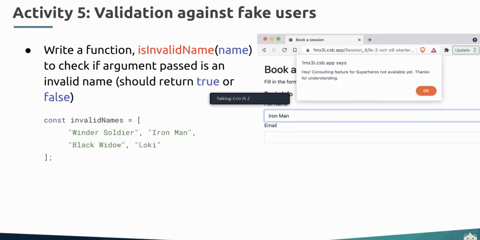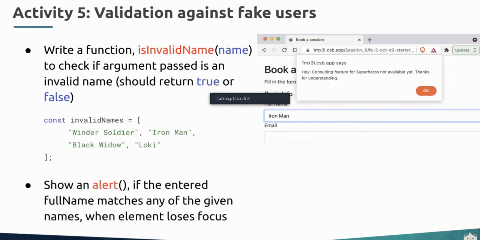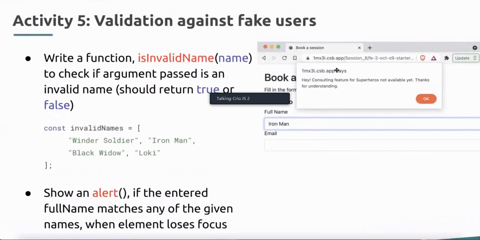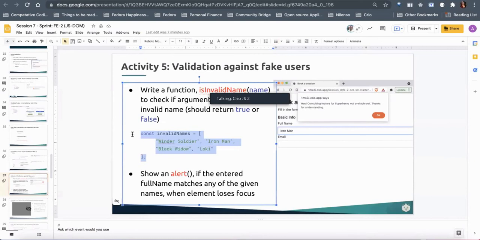All these will be invalid, and you need to return true for this invalid name check if whatever input we have given is not any of these. Else it would return false, right? I hope that question is clear. And if it's an invalid name, you want to alert saying, hey, consulting feature for superheroes is not available yet. Thanks for understanding. So let me paste this invalid names value to you.